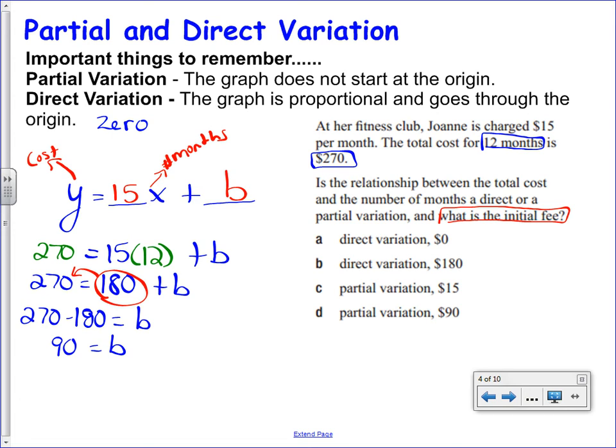So Tristan, if my starting point is 90, is it direct or partial variation? Can you read the definitions up there? It's partial. So which ones can I eliminate, Tristan? Okay. And now what would be my answer, Noriel? D. It's partial variation 90.